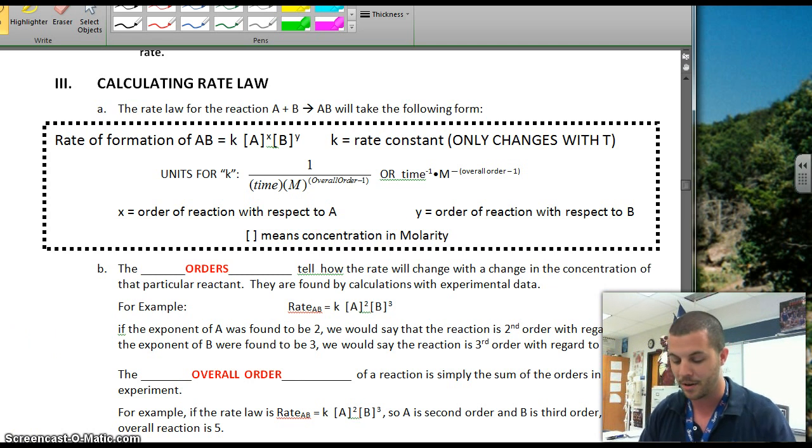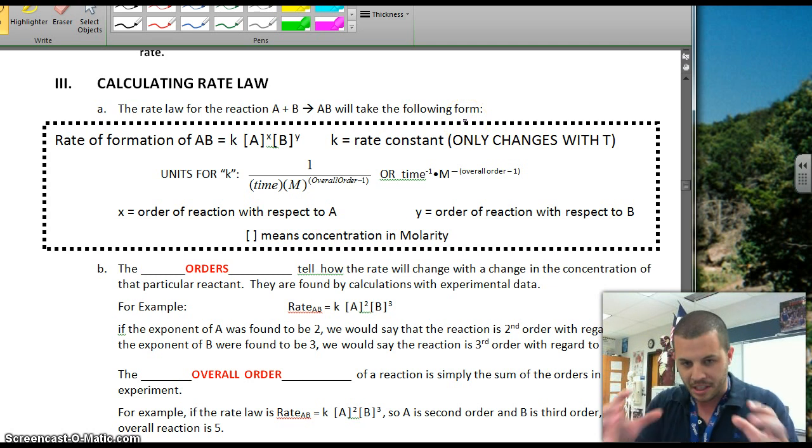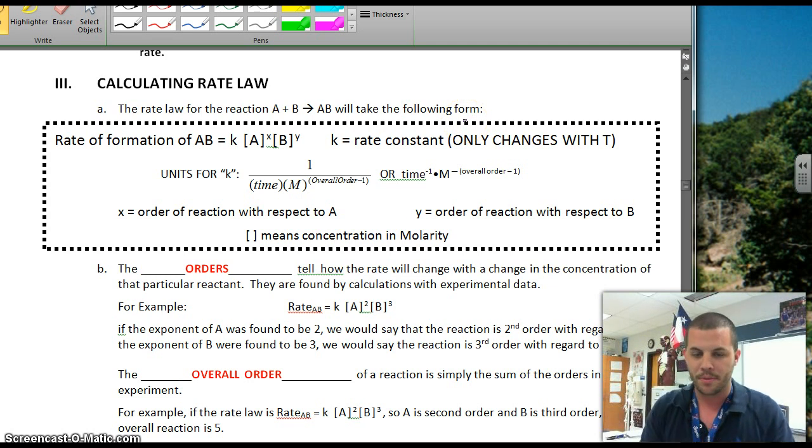So let's go ahead and take a look at how we are going to calculate rate law. Okay, now here's the situation with this. What we're going to do is we've got these reactants, okay? And these reactants are going to react to form a product. And we know that the rate of that reaction is going to go so fast, okay? The question now is how fast will it go? Is that something that we can measure? Can we measure the speed of that reaction? The answer is yes, if we use this formula, okay?